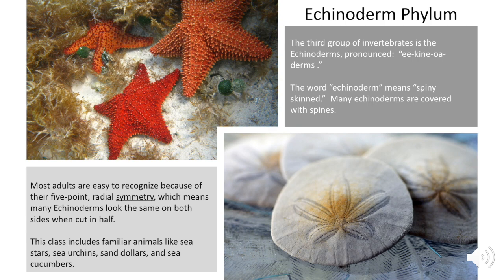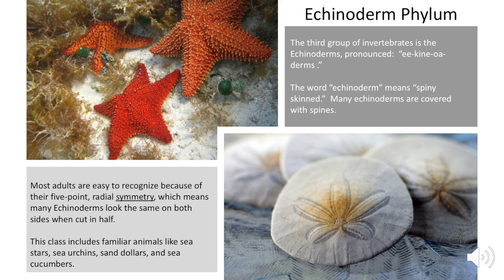Just can't really see them, because they're not so pronounced like you see on a starfish or some of the other echinoderms. Most adults are easy to recognize because of their 5-point radial symmetry too, which means that many echinoderms look the same on both sides when cut in half. So imagine cutting the sand dollar that you see in the bottom right. Imagine cutting that vertically right straight down through the middle, through the top petal, if you will, of that sand dollar. And if you would compare those two, they'd be exactly the same.